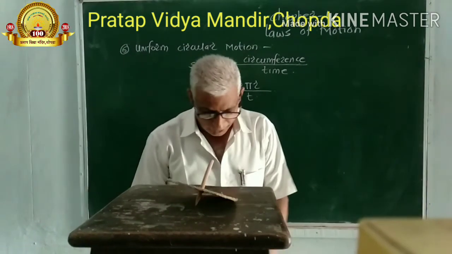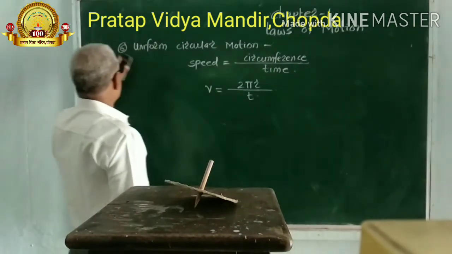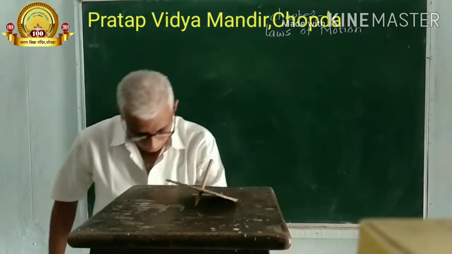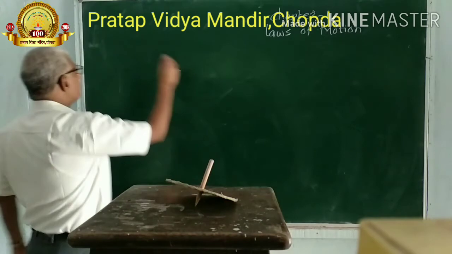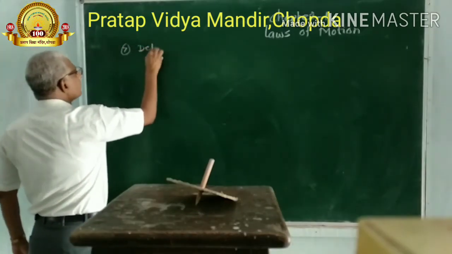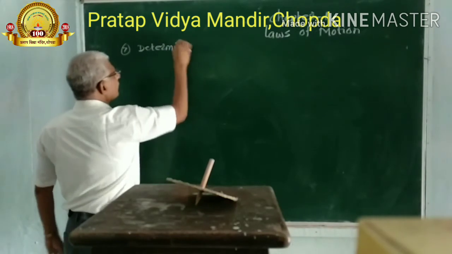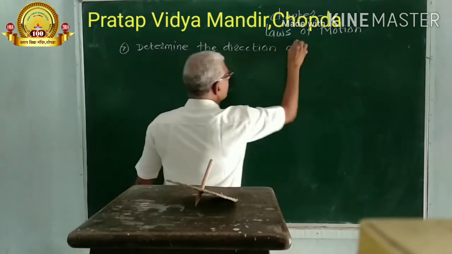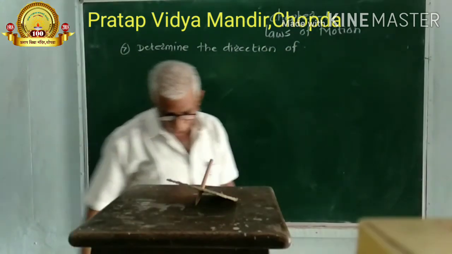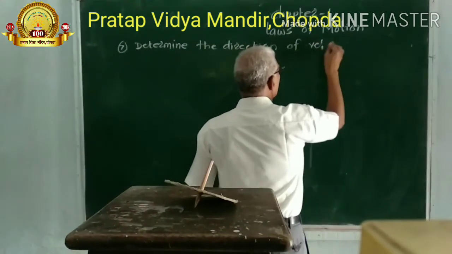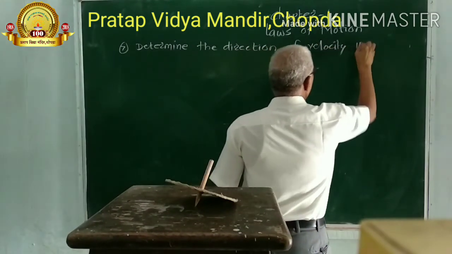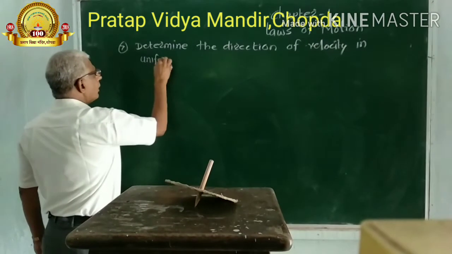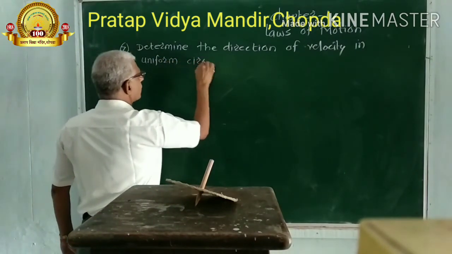Then the last point we have to learn here in this second part: determine the direction of velocity in uniform circular motion.